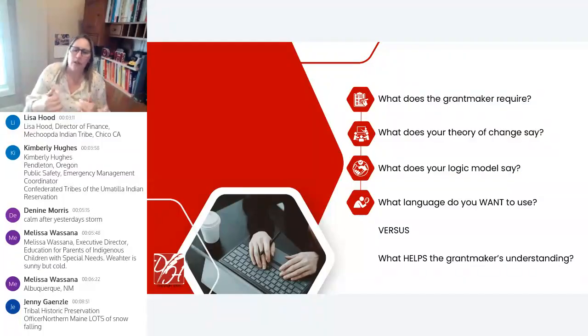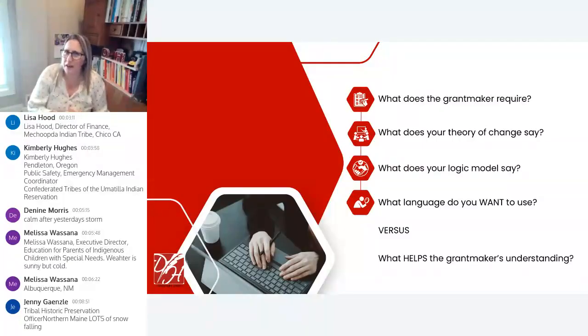We're then going to think about, what does our logic model say, or our program design documents? What do those say? What is the language we use to describe the work that we want to do and our anticipated outcomes? Then we're going to look back to those guidelines and think about, how are we going to tell our story about the work we want to do and the outcomes and the impact we want to create in the way that aligns with the grant maker's guidelines.